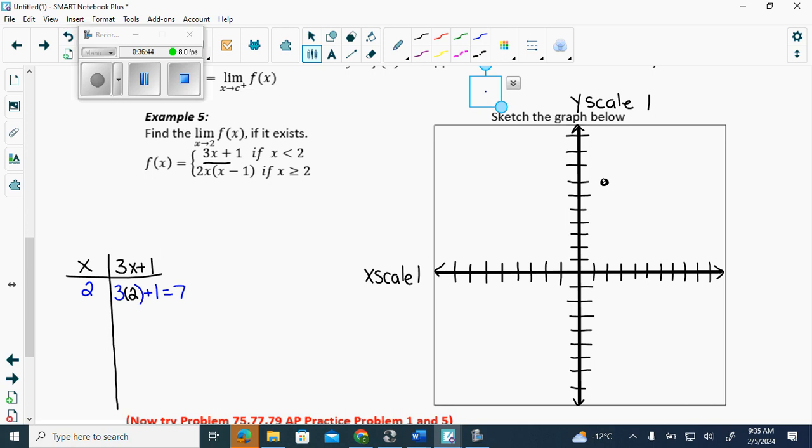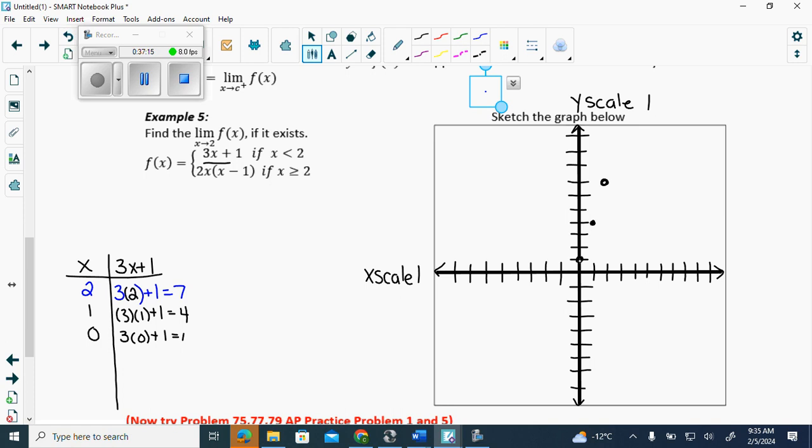Then I'm going to pick a value less than it. So I'm going to pick 1. Then I go 3 times 1 plus 1, and I get 4. So now I have 1 and 4, and I have a closed dot for it. Then I could pick 0. 3 times 0 plus 1 is 1, which makes sense because it's 3x plus 1, so it has a y-intercept at 1. All right?